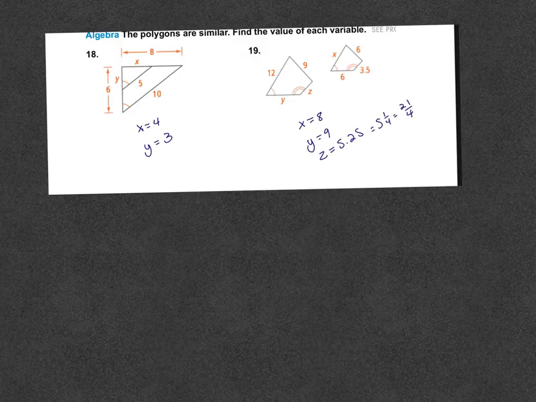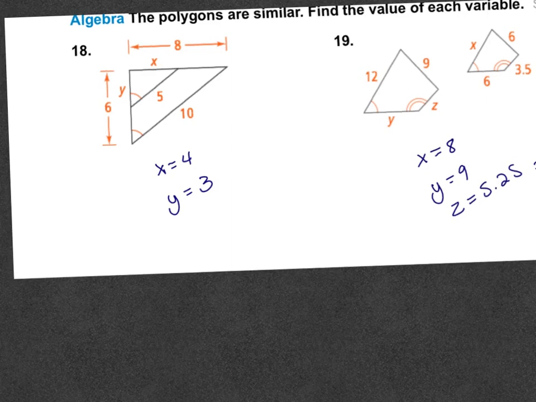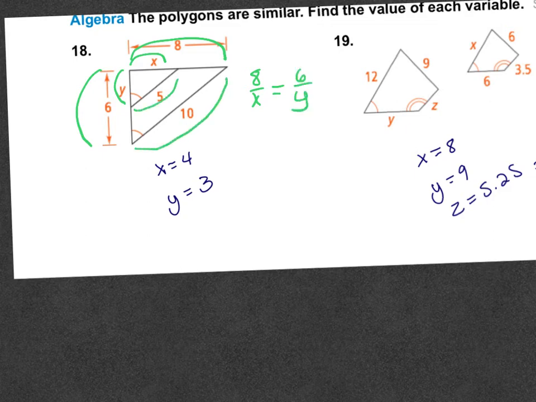Okay, so the directions said the polygons are similar. Find the value of each variable. So they're already similar. What you have to do is match up the side lengths. So this big side goes with this side here, so it would be 8 over x, would equal this big side with this little side, which would be 6 to y. And then this big side to that little side, which would be 10 to 5.